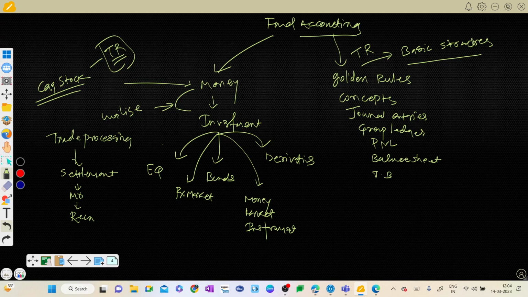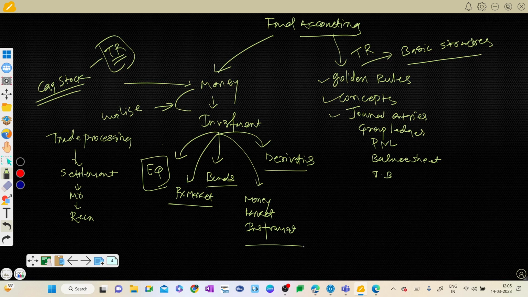And apart from that, if I take the example of equity, then you are required to know how we apply the accounting concepts or golden rules or journal entries treatment to the equity. So the requirement is you should know how we can apply the golden rules or concepts or journal entries to the equity product. Same applies for the FX market, for different derivative types, for bonds, for money market instruments, right? So you should know how you can apply the treatment.